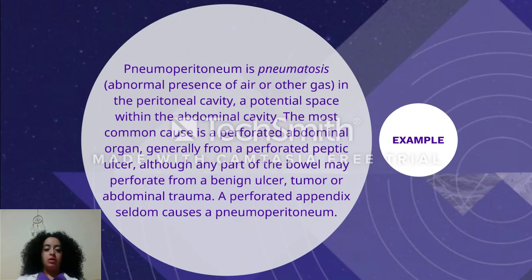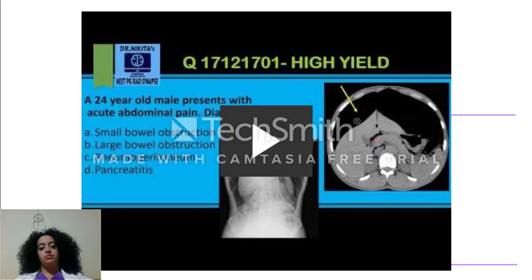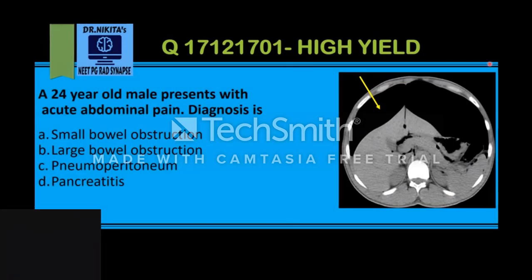A perforated appendix seldom causes a pneumoperitoneum. Here we have an example. Here we have a CT scan of the abdomen. Again, a CT scan because this vertebra and these ribs, the bones, are white, so it's a CT scan. This is a non-contrast CT scan because this is the aorta, which is grey and it is not white. In a contrast enhanced CT it would be white.